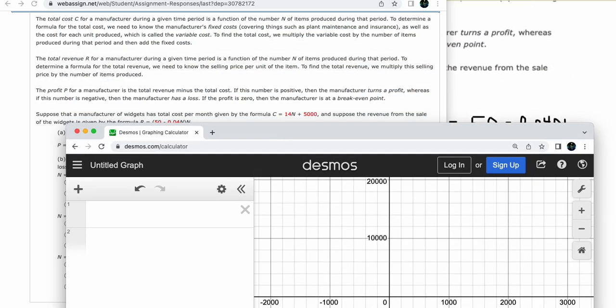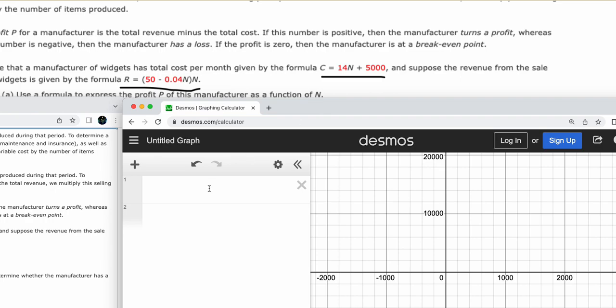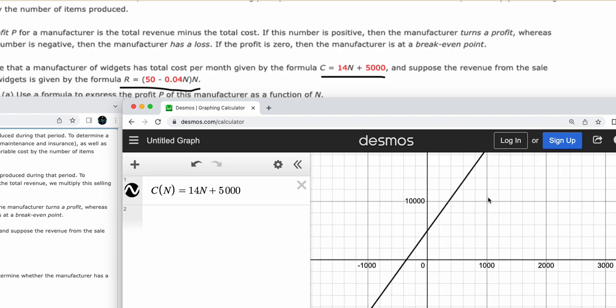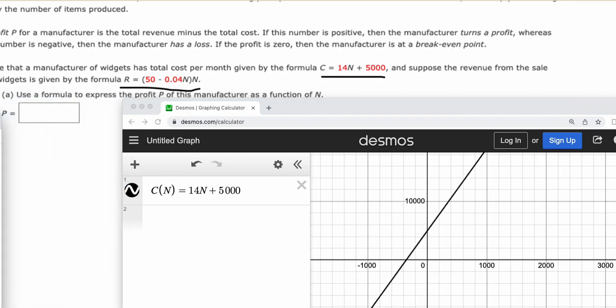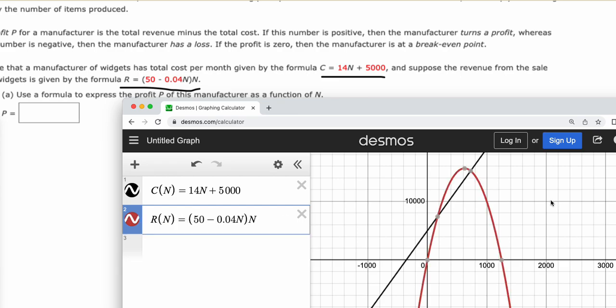Our costs were simply 14n plus 5,000. Okay, there's our cost function. Now let's type in the revenue function. 50 minus 0.04 times n, but then times n again. There we go. So our revenue is a parabola.